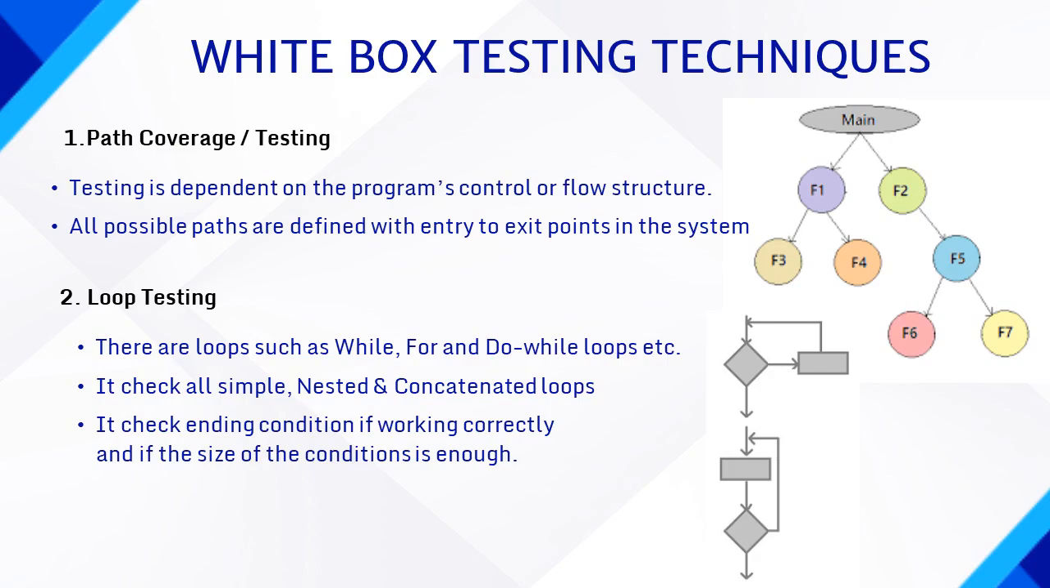The second technique is loop testing. This focuses on all types of loops in the program, like for, while and do while loops. Testers check simple loops, nested loops and concatenated loops to make sure they work correctly. They also verify that the ending conditions are handled properly and that the loops can handle the expected number of iterations without errors.